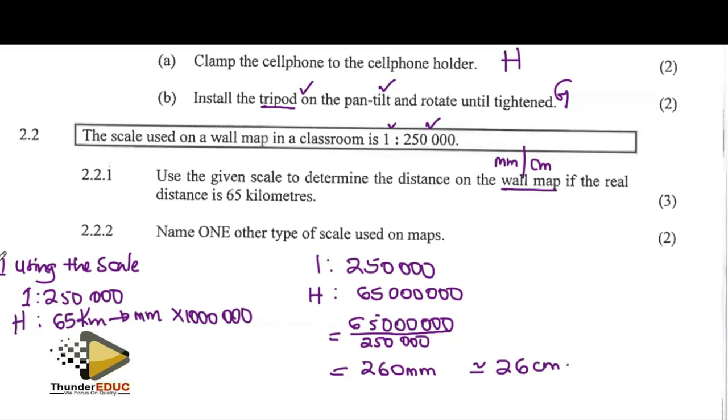This is question number 2.2.1. They're asking us in 2.2.2, name one type of scale used on the map. Now, this one, we've already seen it. Numeric. Name one other type. So the other type of scale that we know of, the proper one, is the bar scale. You can't go beyond that.